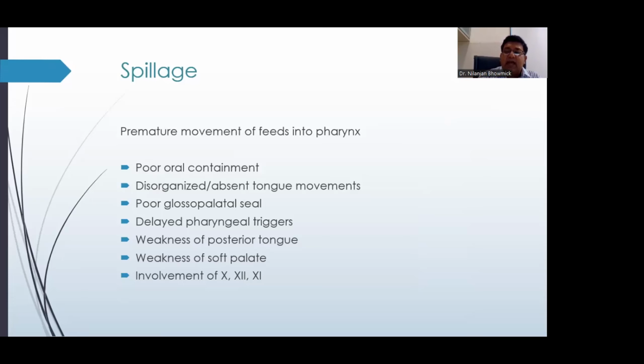Now, this could be because of poor oral containment of feeds, because there are absent tongue movements, the base of tongue is not elevating sufficiently, there's a poor glossopalatal seal. Occasionally, it can even occur because there's a delayed pharyngeal trigger, wherein the pharyngeal phase of swallowing does not start off and the food reaches the pharynx. It's usually said to be because of the involvement of either the 10th, 11th, or 12th cranial nerves, or a combination of them.